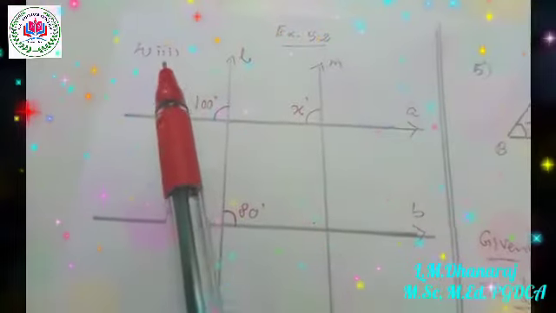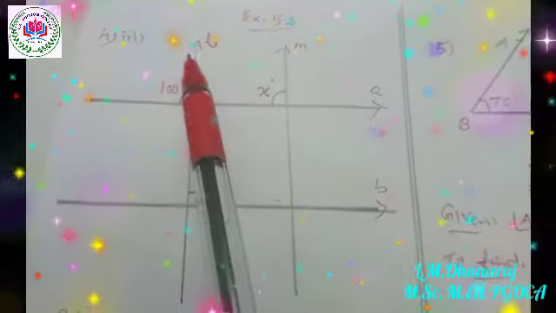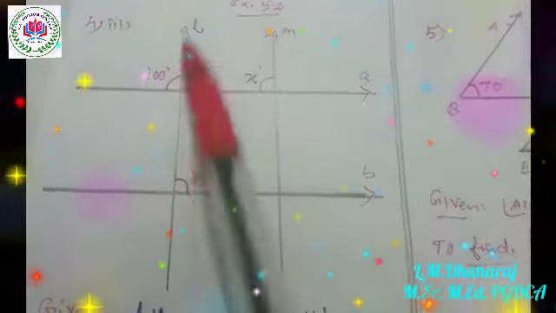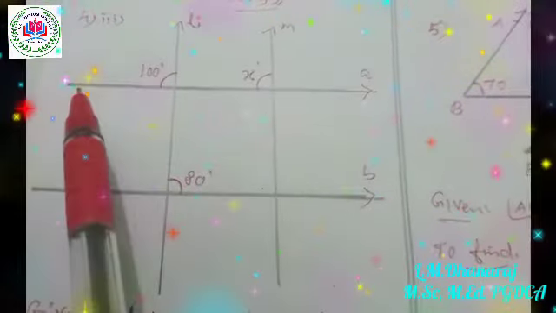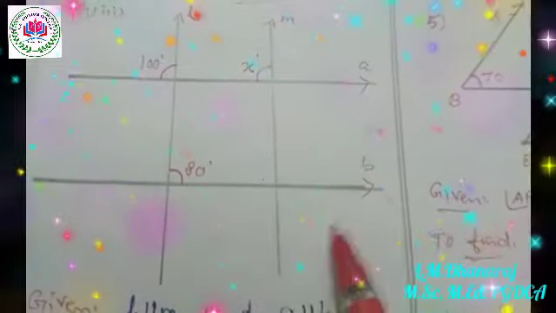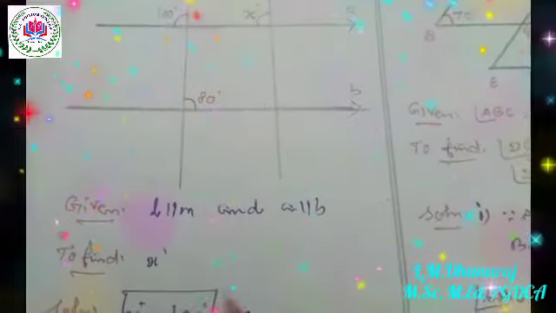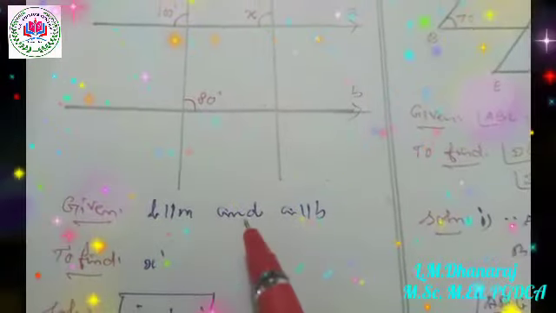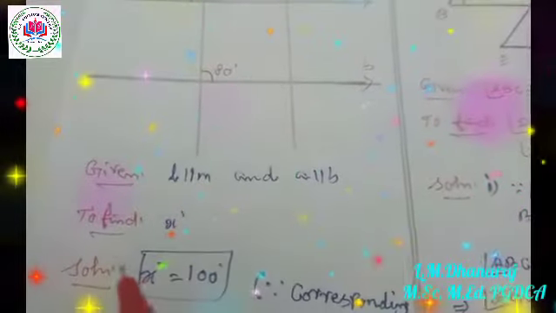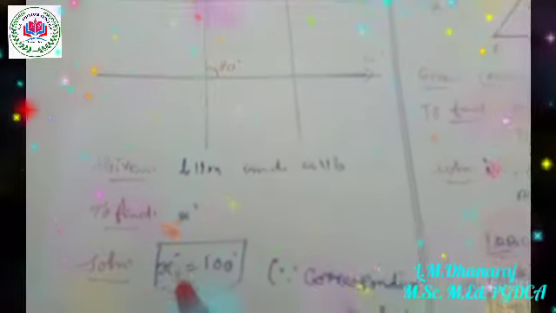Now the third subdivision. So L and M, these two are parallel lines. Similarly A and B, these two are parallel lines. L is parallel to M and A is parallel to B. We have to find the value of x degree.